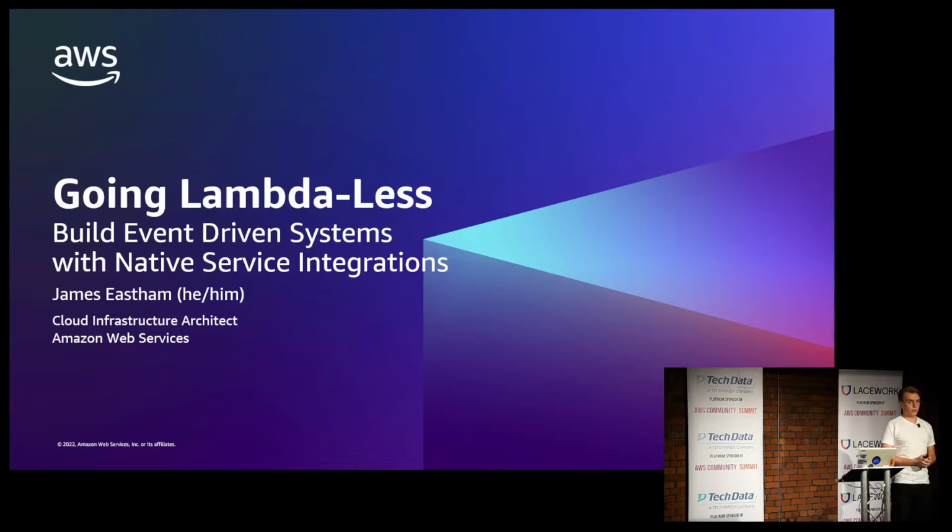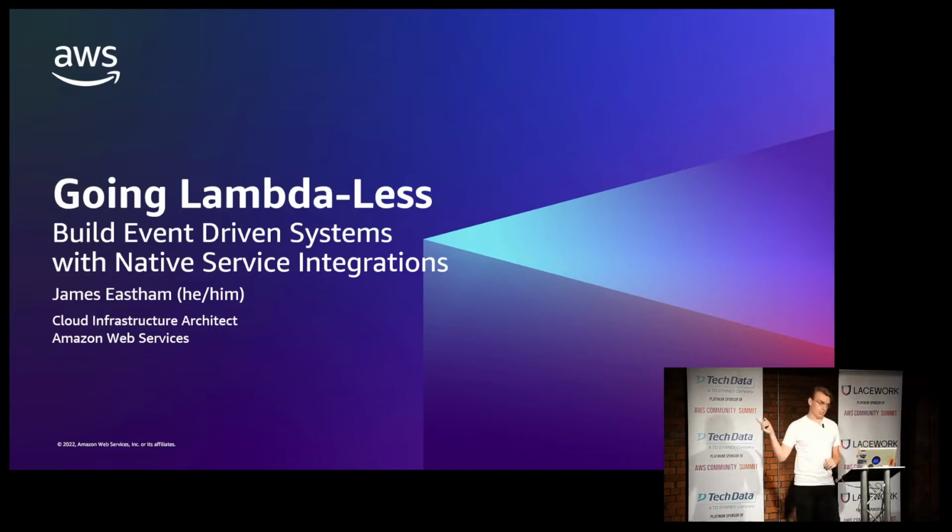So, good morning, everyone. Today I'm here to talk to you about how you can build event-driven systems on AWS using native service integrations. And what I mean by native service integrations is that we're going to build an application on AWS without a single line of code running in the production system. We are going lambda-less, as the title says.